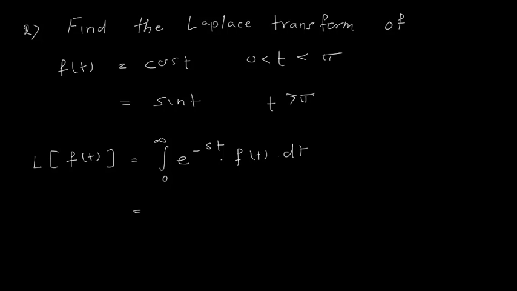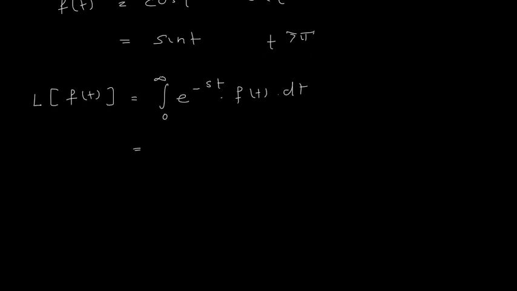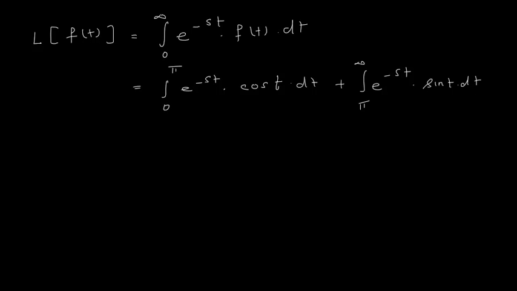Now here, from 0 to infinity, I will split it as the integral from 0 to pi of e raised to minus st into cos t dt, plus the integral from pi to infinity of e raised to minus st into sin t dt. Now again we have to implement integration by parts, but if you remember, in 12th standard we have derived this kind of expression and arrived at a formula. The formula we can use directly, so here is that formula.